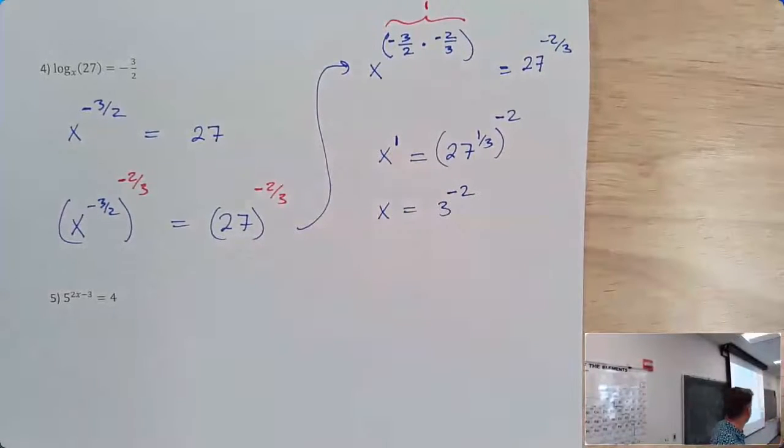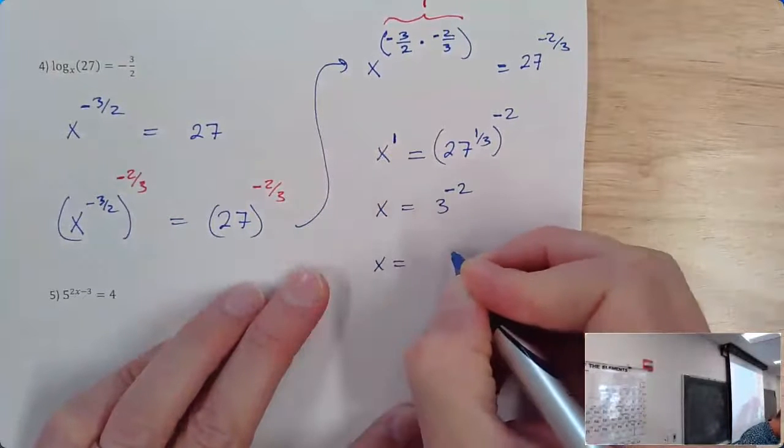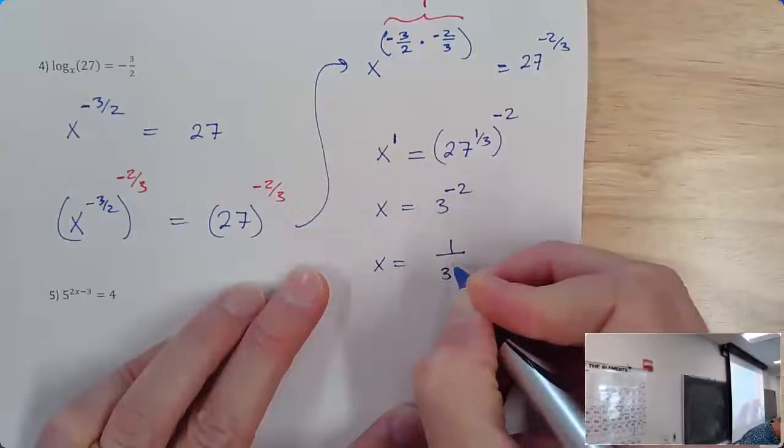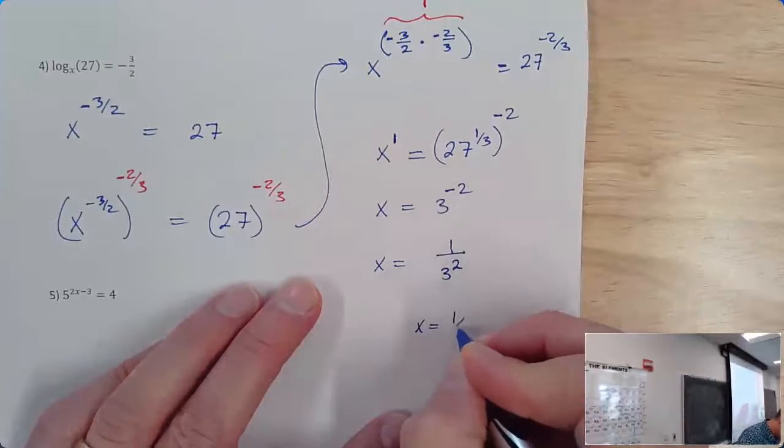And you can either do the squaring part first or the negative part first. So when you have a negative power, it doesn't mean you get a negative answer. It means you get a what? Yeah, you get a fraction, you get a reciprocal answer. So I think I'm going to write this as x equal to 1/3 to the positive second. And then finally, x equals 1/9.